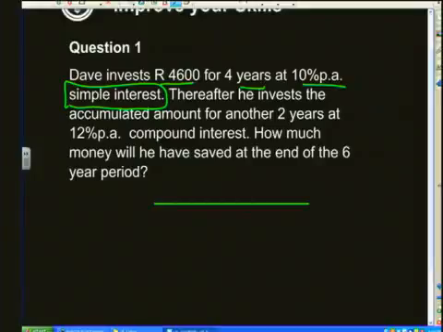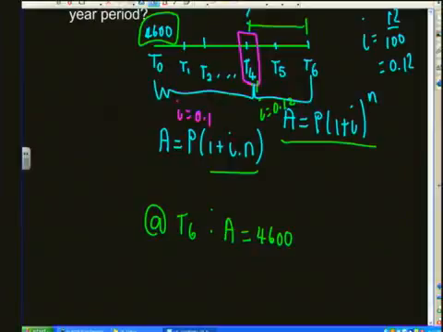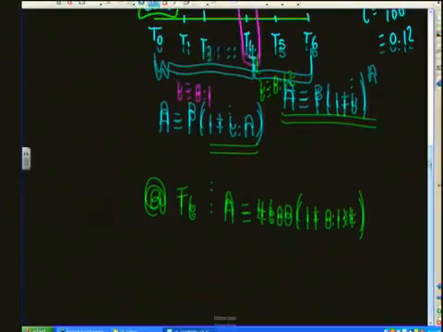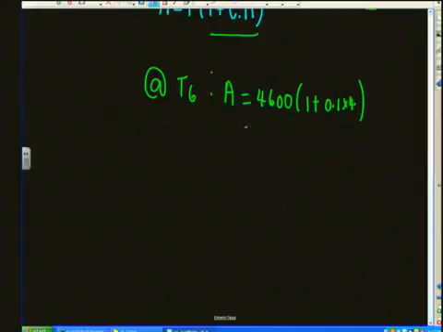All right, so he invested for 4 years. So starting off now, he's putting that money into a bank or wherever he's putting it. He's doing that investment now. So that's time 0. How much is he putting away? 4,600 Rand. And that is at an interest rate of 10% for a period of 4 years. Now, at this point, you can decide. You can either use your calculator and work out what this value is.